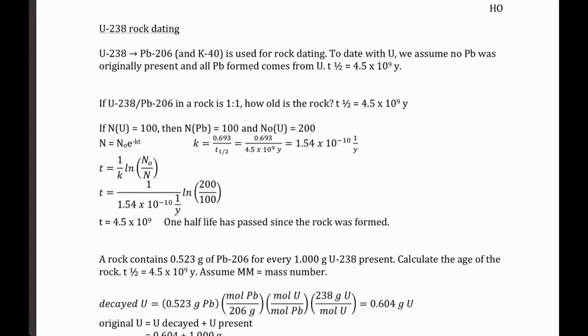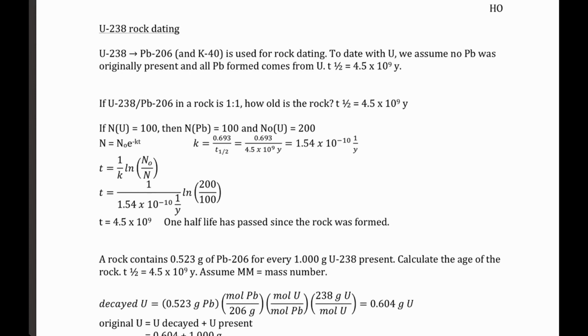We're after the age of the rock, so we take our equation N equals N naught e to the minus kt, and we solve for time. We get time is 1 over k ln of N naught over N. We find the rate constant given our half-life. So k is equal to 0.693 divided by 4.5 times 10 to the 9th years, and we get that to be 1.54 times 10 to the minus 10, 1 over year.